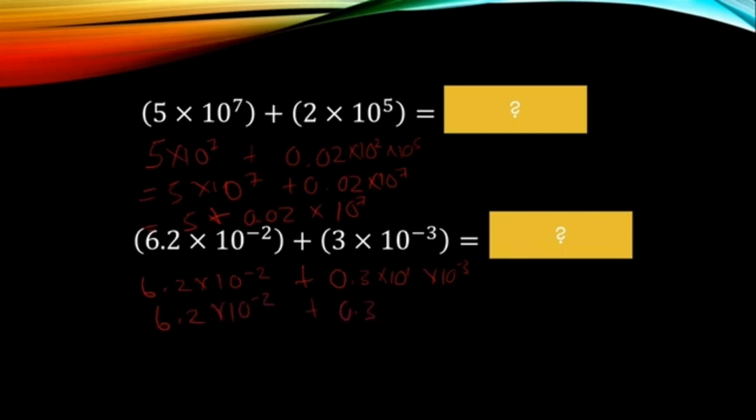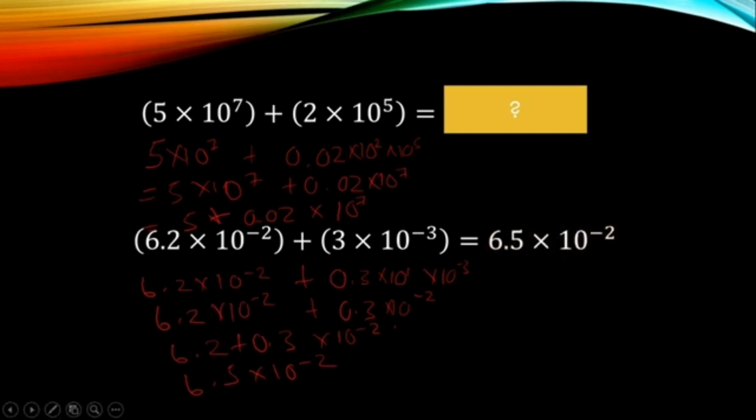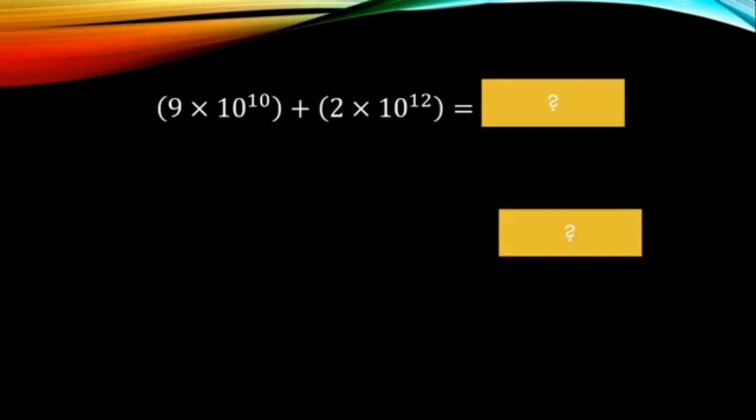Okay, because 0.3 times 10 gives us 3, and this one remains. So this will be 6.2 times 10 to the power minus 2 plus 0.3 times 10 to the power 1 minus 3, which gives us minus 2. Now we have the same power, so we simply add these ones: 6.2 plus 0.3 times 10 to the power minus 2, giving us 6.5 times 10 to the power minus 2.